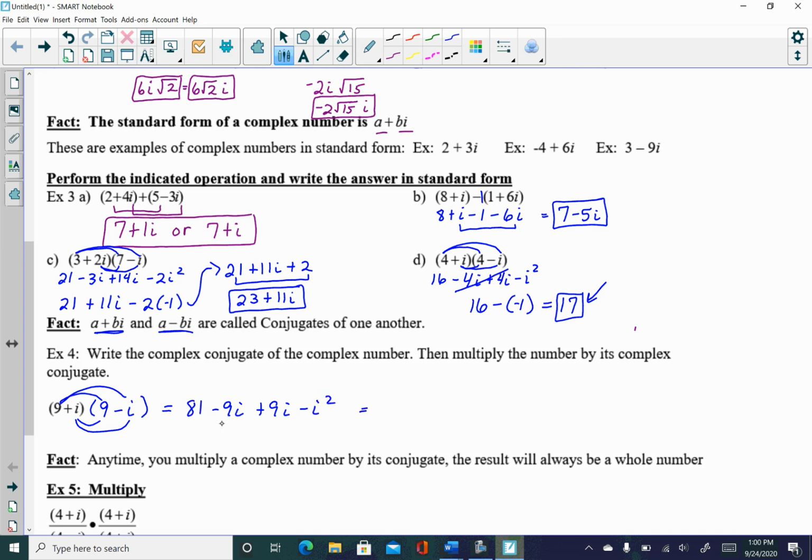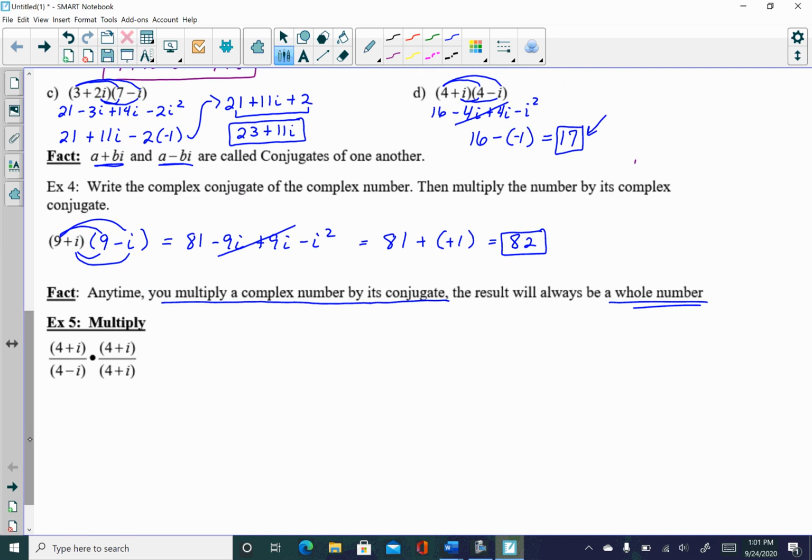Sure enough, what happens to those 9i's? Cancel out. I'm left with 81 minus i squared, and i squared is equal to negative 1. Two negatives side by side become positive. 81 plus 1, 82. So that's the fact just below here. Anytime you multiply a complex number by its conjugate, you will always get a whole number. And that's actually a technique that we'll utilize in this section in your 171 class, because it's actually not legal for us to leave imaginary numbers in the denominator. So you'll see that technique of using the conjugate in the 171 class.